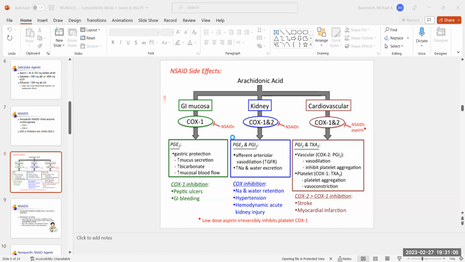Meloxicam is used a good deal in people with arthritic pain. This is a stronger COX-2 inhibitor than it is a COX-1 inhibitor. So you have lower amounts of GI disruption with meloxicam, but you don't want to give this to people with bad hearts.